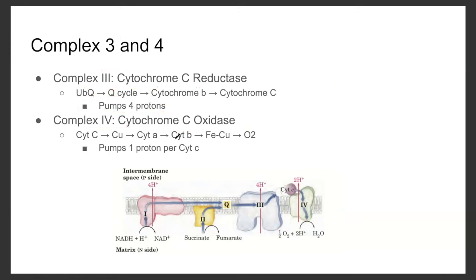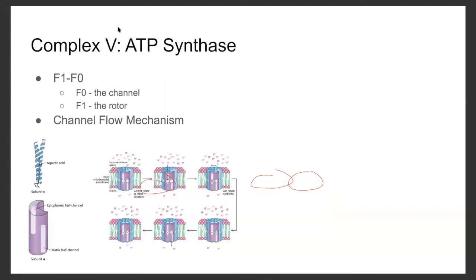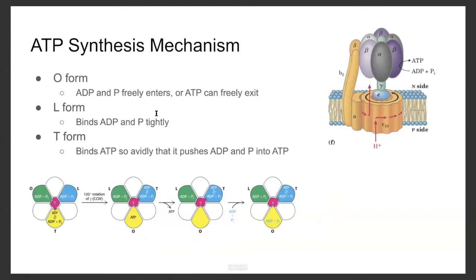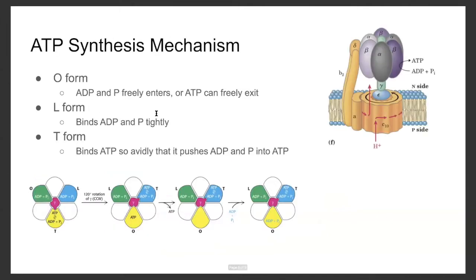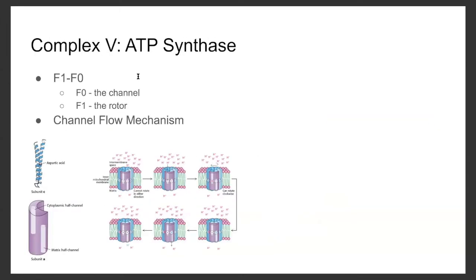But all of that work we've done so far is to pump protons from the matrix to the intermembrane space. So let's talk about now, what do we do with that gradient? And so complex 5 is where it comes in. It's the ATP synthase. So essentially, we have an ATP generating mechanism where we have a rotor and a kind of a channel for protons to pump.